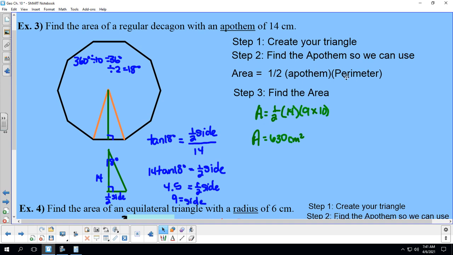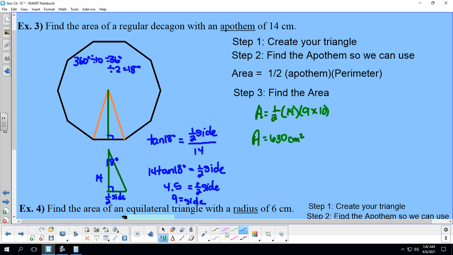The only trickster here is the perimeter part. So we don't have this half of a side. So go ahead and draw in this little right triangle. To find the half of the side, we have the adjacent side, which is 14, the apothem. And then we are solving for the opposite side so we can get our perimeter dialed in. So we go tangent, because tangent is opposite over adjacent. So tangent of 18 degrees is half of our side, just this little nubbin right here, divided by 14.